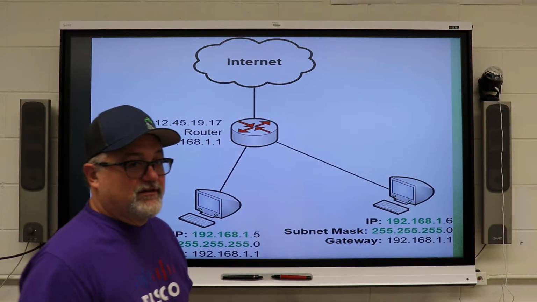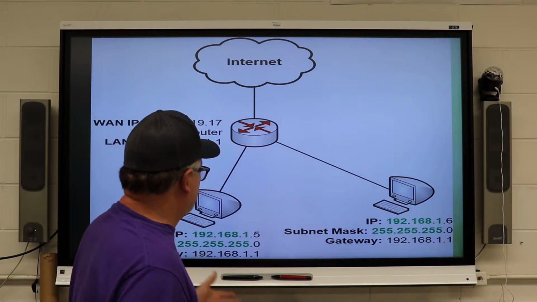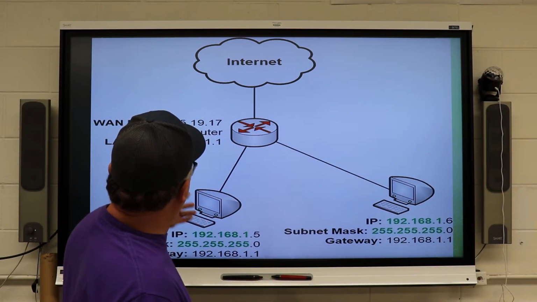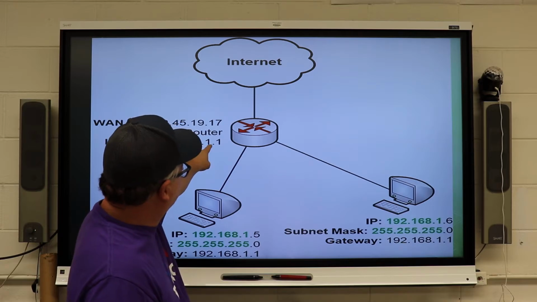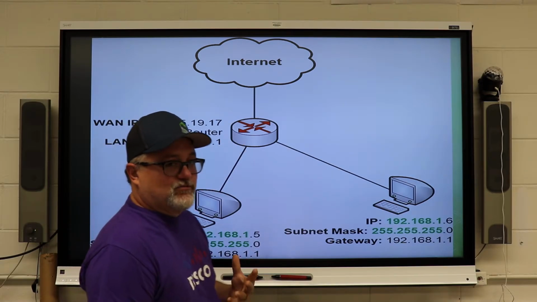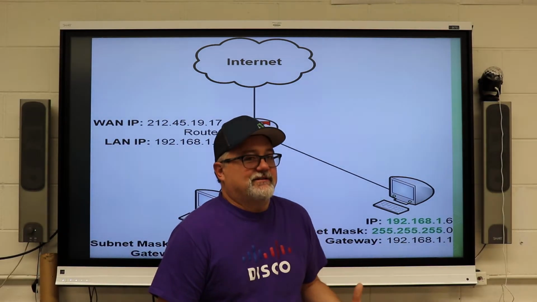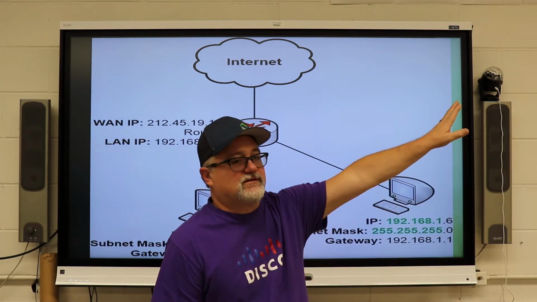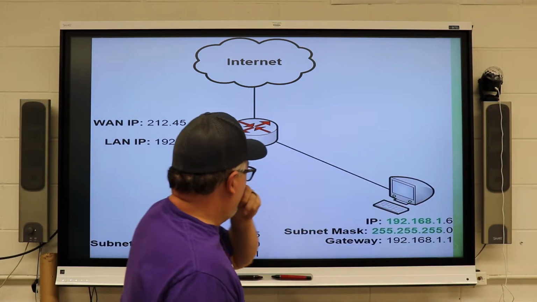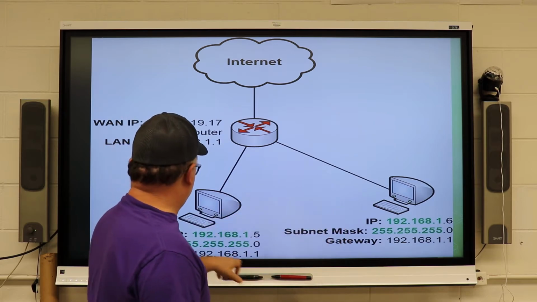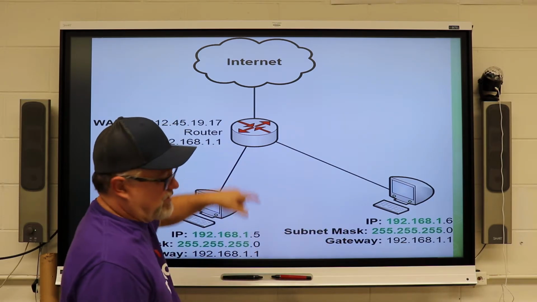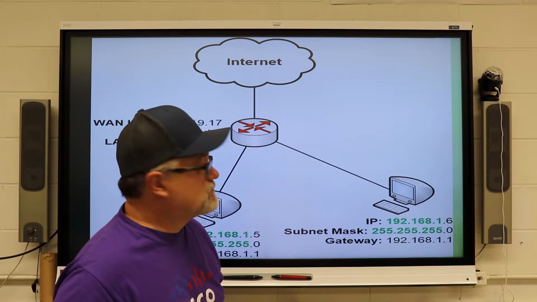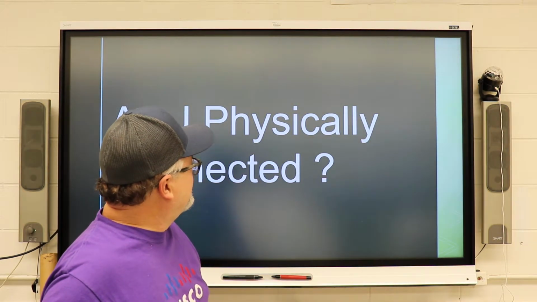This is what a network configuration really looks like. That's really what probably your house is. Notice that this is 192.168.1.1. This is a router. What is a router? A router is like a gate. It is a way to get out of the network. The computer is 1.6. This computer is 1.5. The router is 1.1. Am I physically connected?